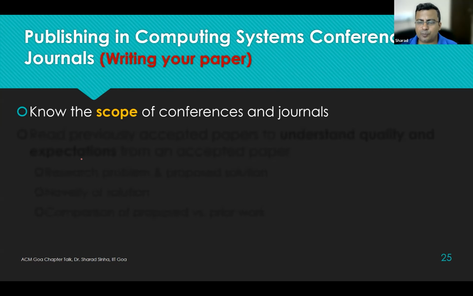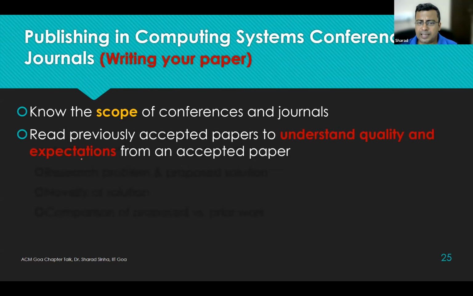You can look at the scope of conferences and journals and be very sure what the scope is. Because if you have done excellent work, but you have sent it to a conference where it is considered out of scope, it will not be accepted. So the work done in the paper has to align with the scope of the conference. One must read previously accepted papers to understand the quality of papers accepted in such a conference or journal and the expectations of the editorial board.